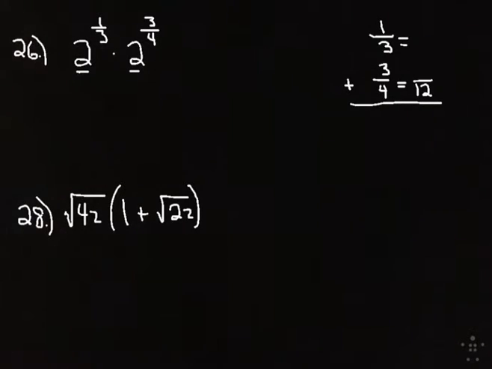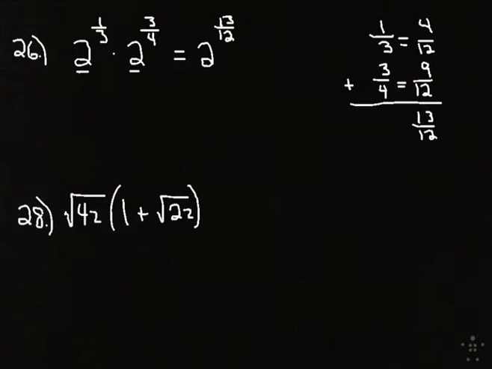It's 12. So 3 times 4 is 12, so 1 times 4 is 4. And 4 times 3 is 12, so 3 times 3 is 9. And 4 plus 9 is 13 over 12. So this is really 2 to the 13 over 12 power.